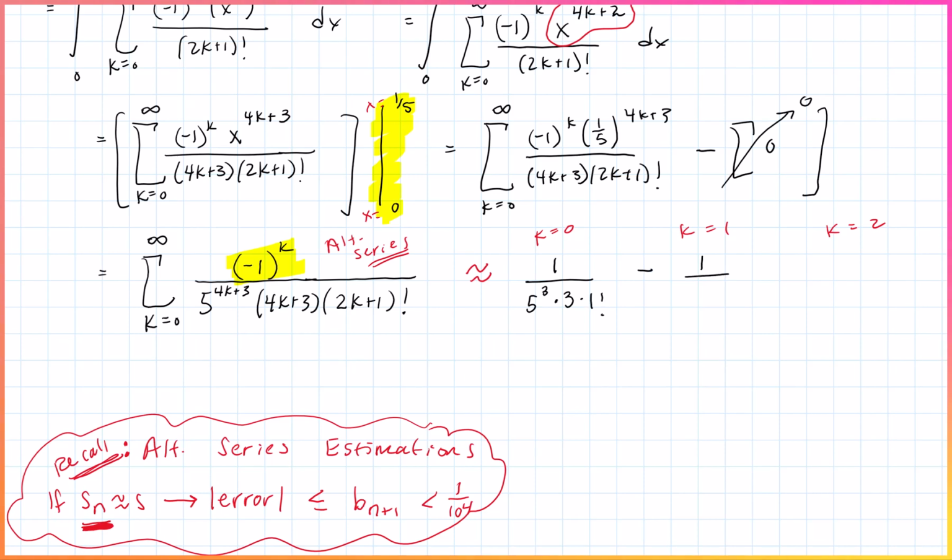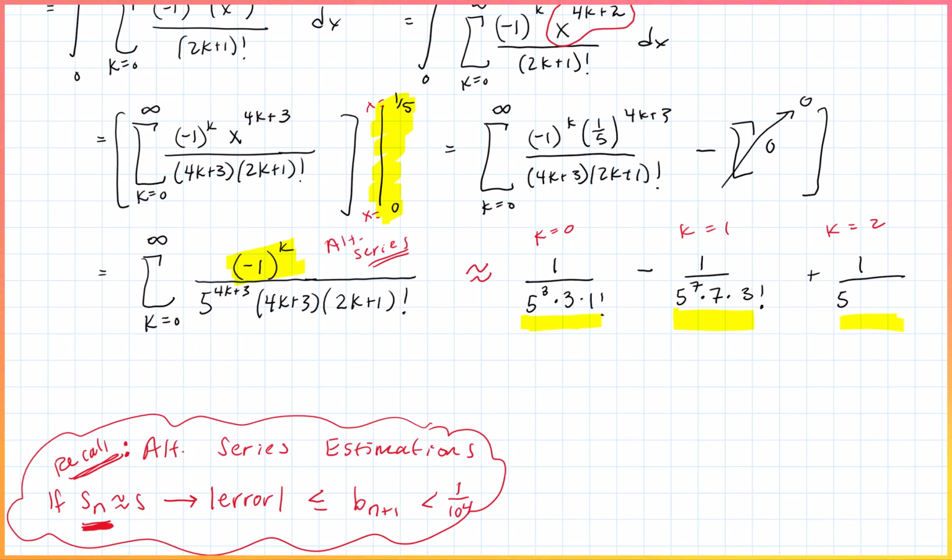Then we get minus 1 over, when we plug in 1, we get 5 to the 7th times 7 times 3 factorial. And then when we go to the k equals 2 term, we get a positive, it's an alternating series, so we get a positive 1 over 5 to the denominator. Notice real quick, as I'm doing this, how quickly those denominators are expanding.